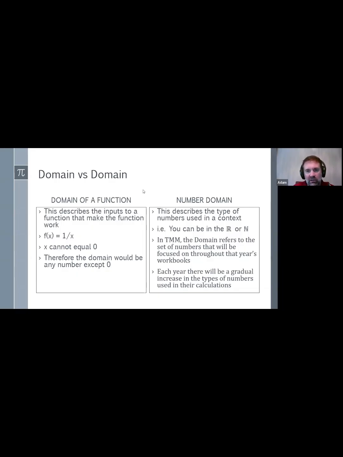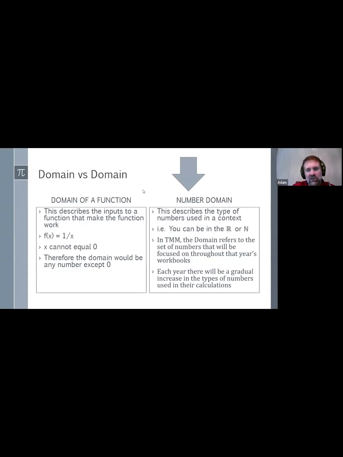And that's what we're talking about here. So you could be saying the real domain or the natural domain. So that's what we're dealing with. This is the one that we're going to be looking at tonight through this presentation.